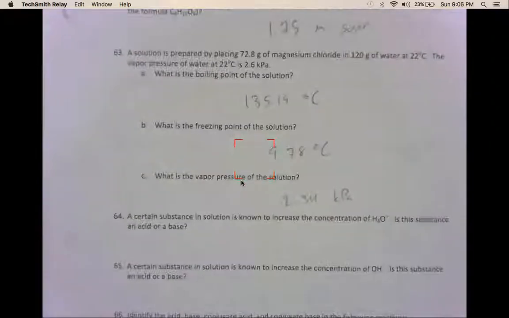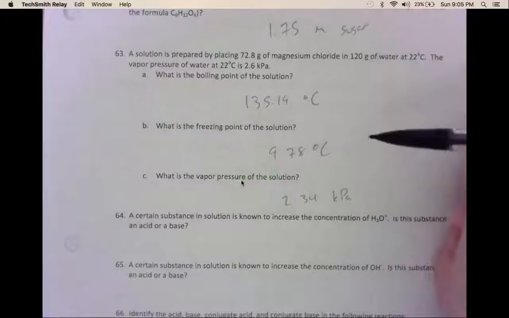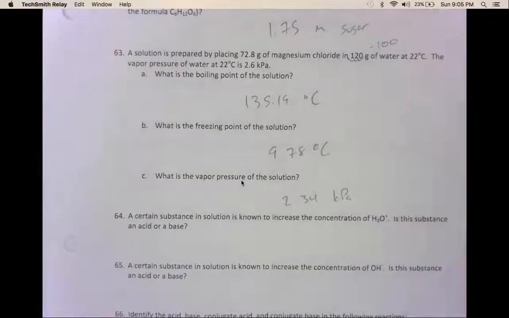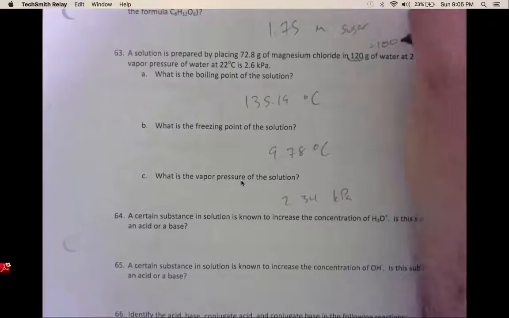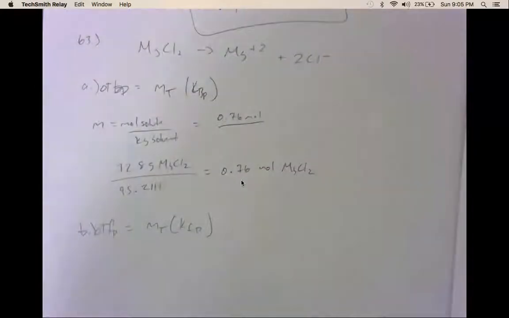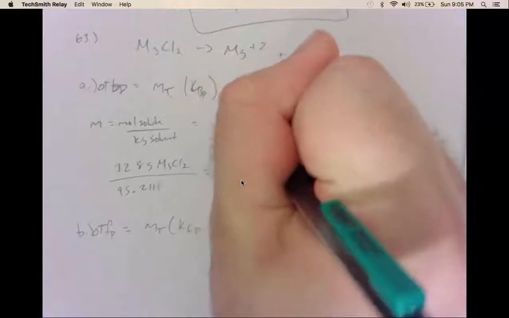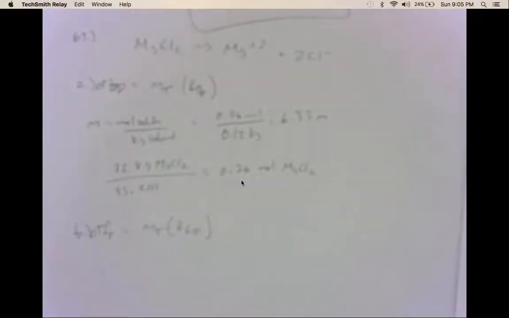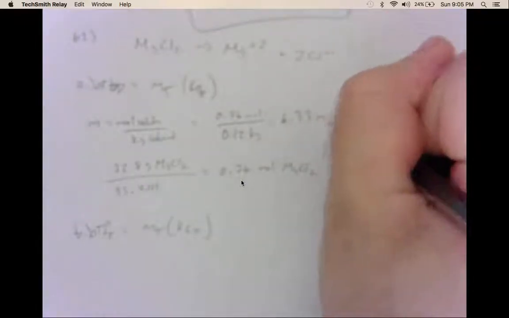So remember, it tells us we have 120 grams of water. To convert to kilograms, we move the decimal place to the left 3 places, which is the same as dividing by 1,000, not 100, divided by 1,000. So we have 0.12 kilograms of water. That's what goes on the bottom. Once you divide, you find that we have 6.33 molality of magnesium chloride.